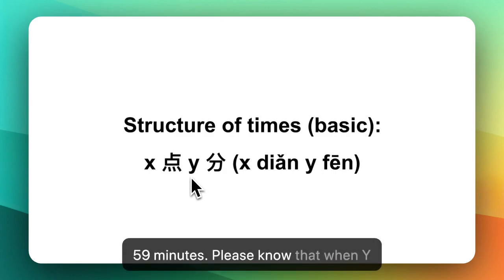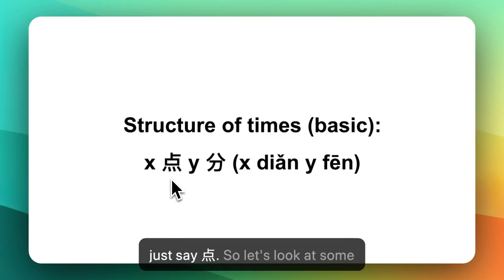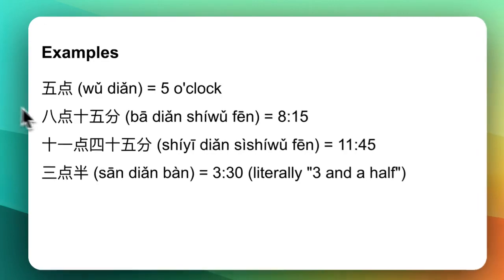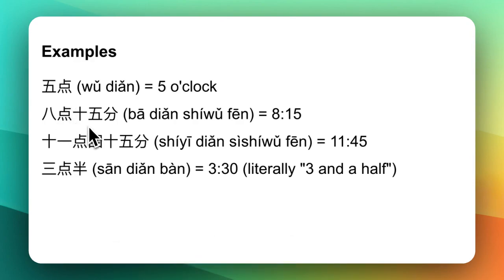Please know that when Y is 0, you can simply omit 分 and just say 点. So let's look at some examples. The first example is 5点, 5 o'clock. 8点15分, 8 and 15.